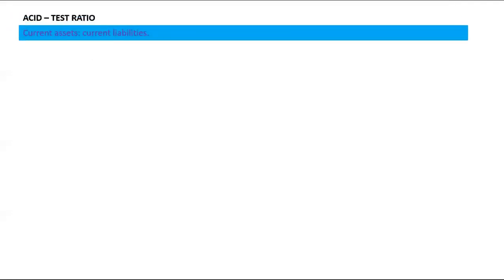Asset test ratio, on the other hand, guys, is similar to your current ratio, except that from your current assets you need to minus your inventory. All right, this is incorrect here. It's supposed to say current assets minus your inventory is to current liabilities. That's how it is. So we need to minus trading stock in this case.